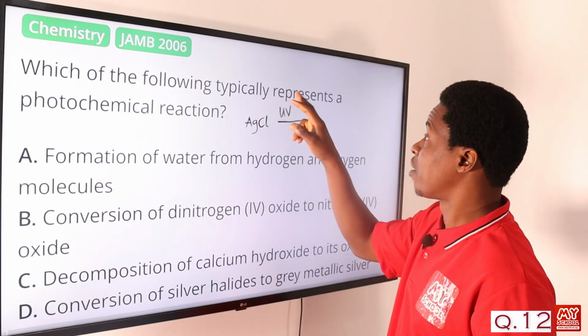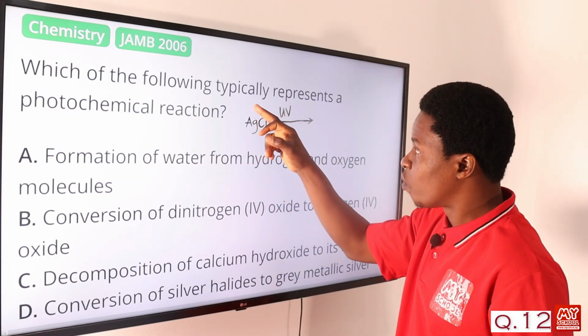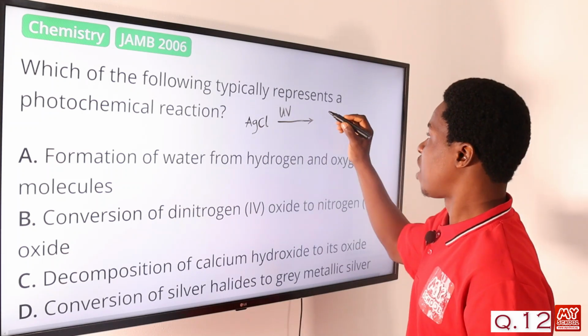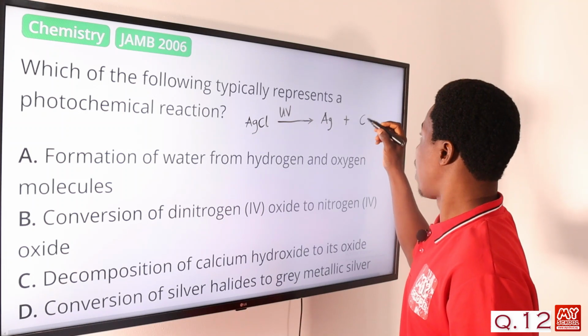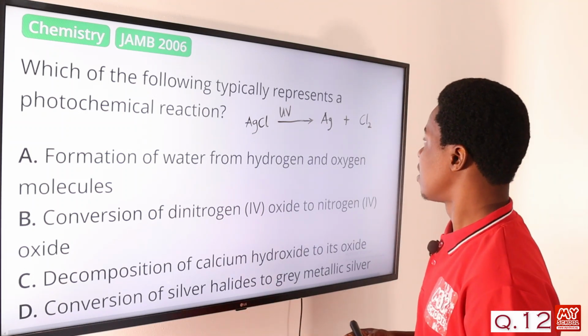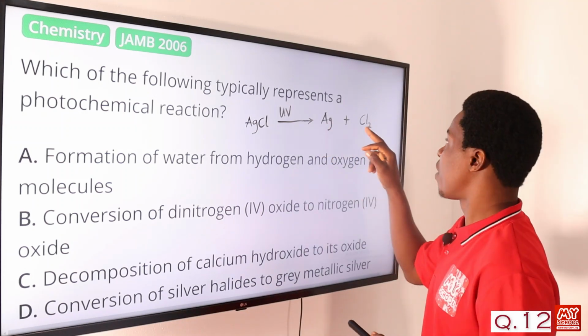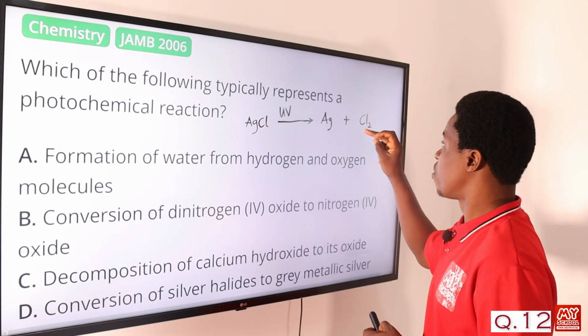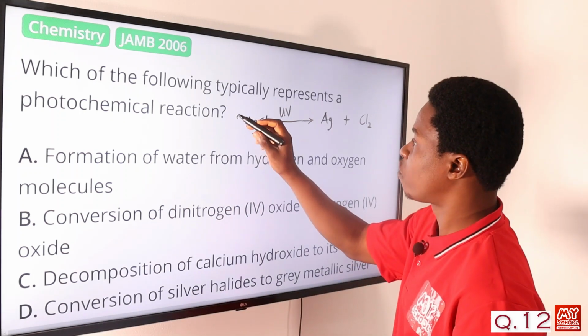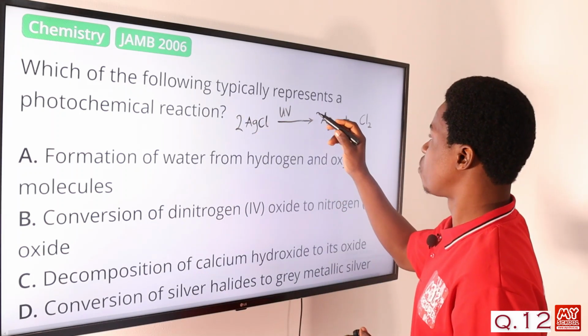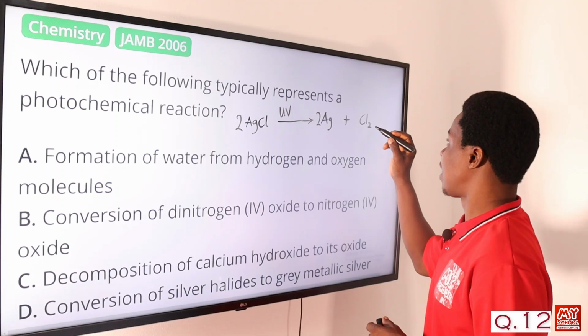Because don't forget, we are talking about a photochemical reaction. So it's going to split this into two, so that we have Ag and then we have Cl2. It's going to give silver metal and chlorine gas. The equation is not balanced. We have 2 of that, so we have 2 here, then silver is also 2 here. I think the equation is balanced. This is a gaseous substance.